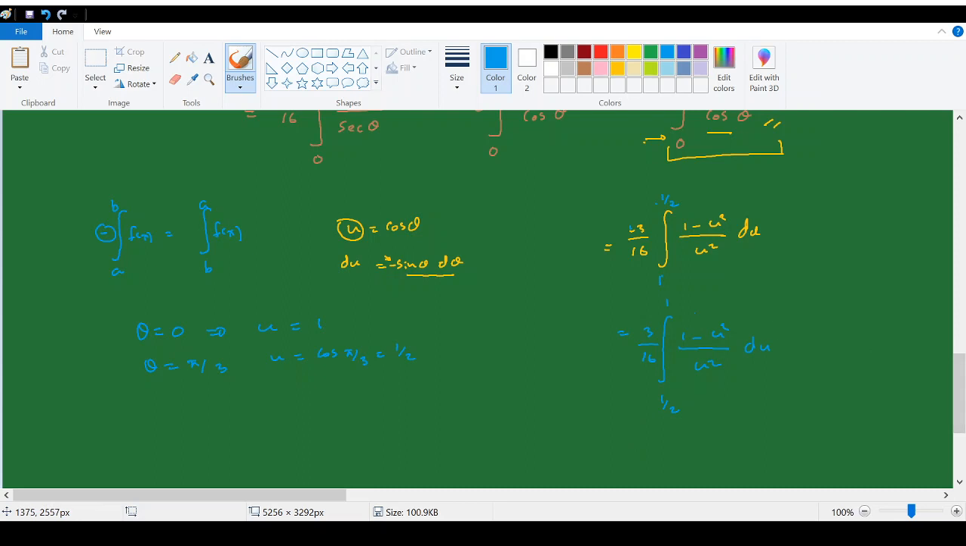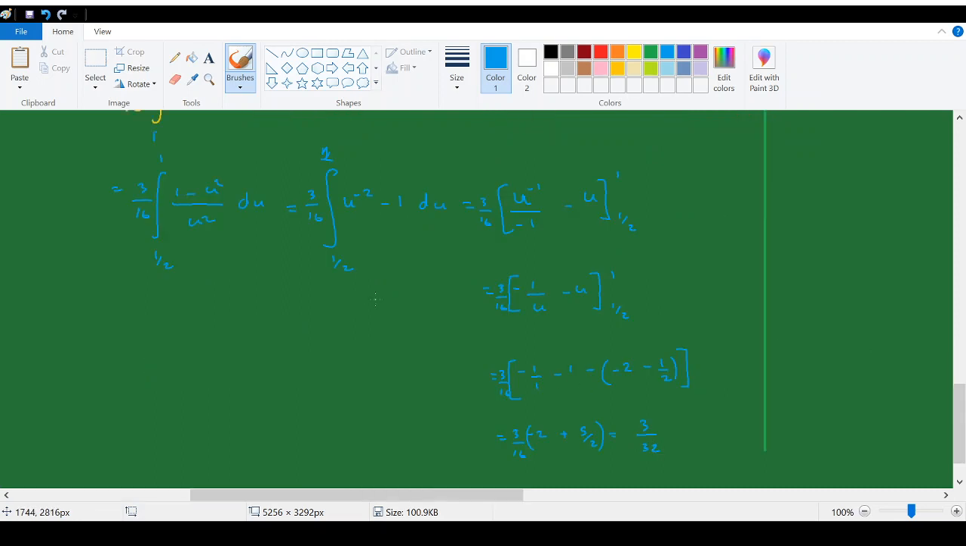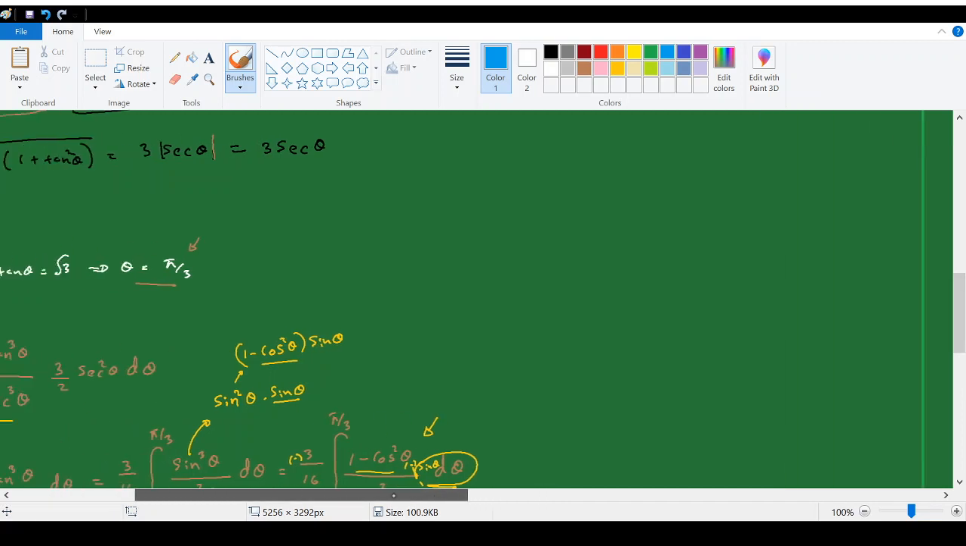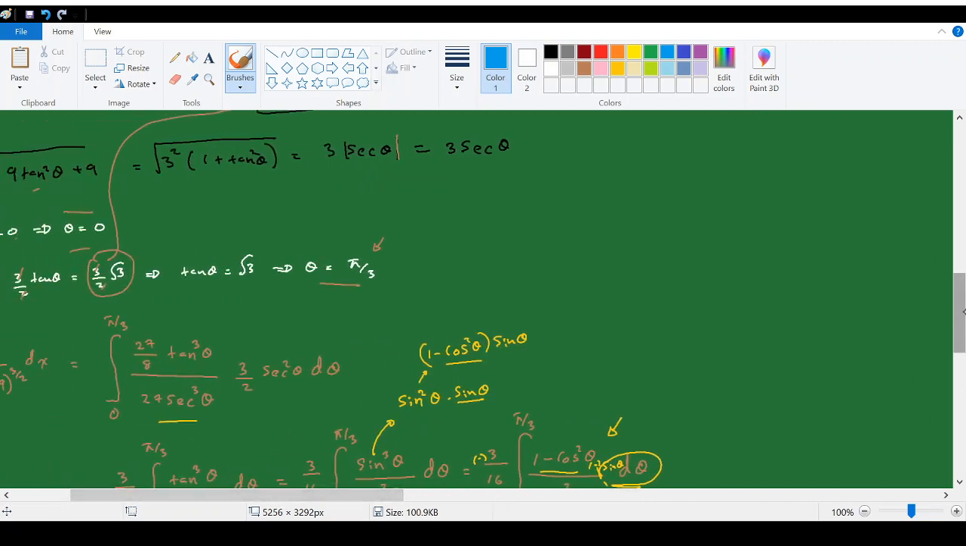And then you can see that the integral will be simplified up to 3 over 32. So the final answer for the given integral will be equal to 3 over 32.